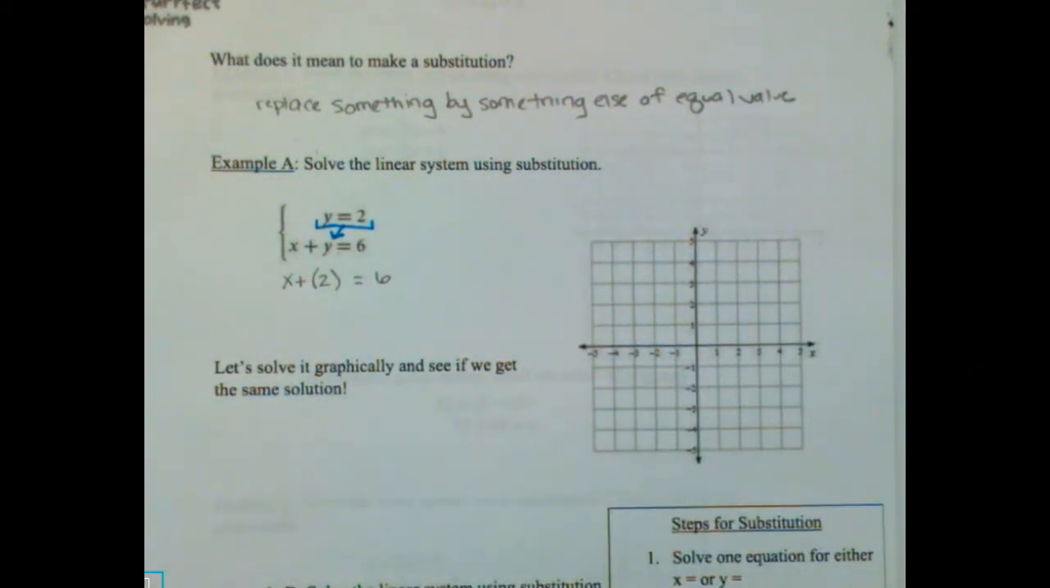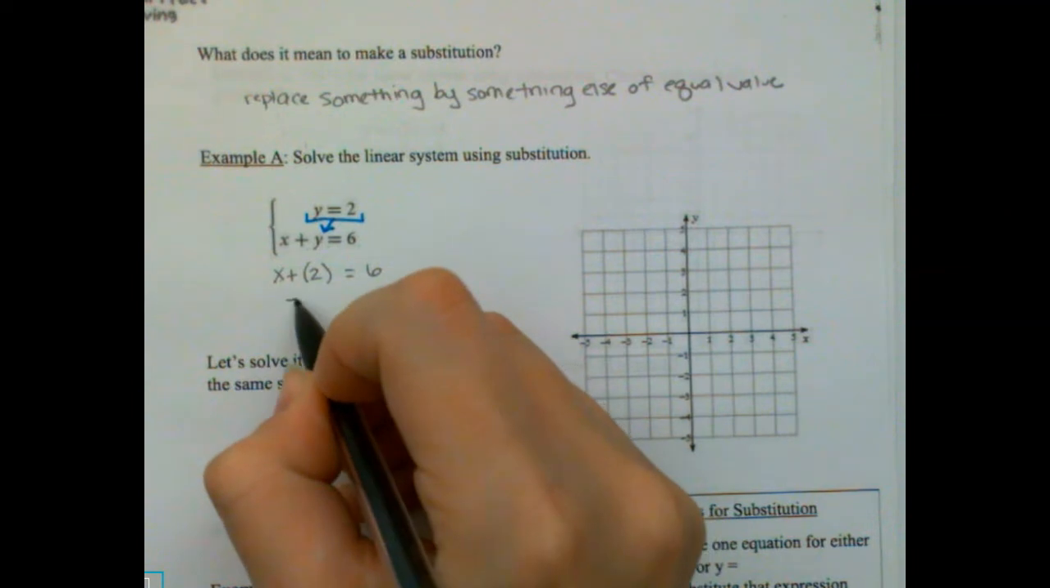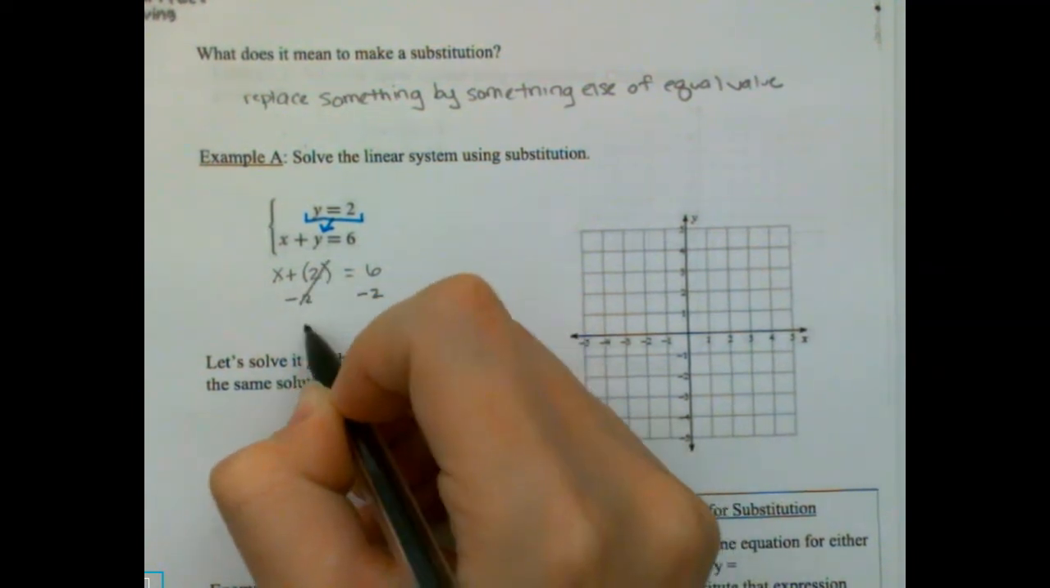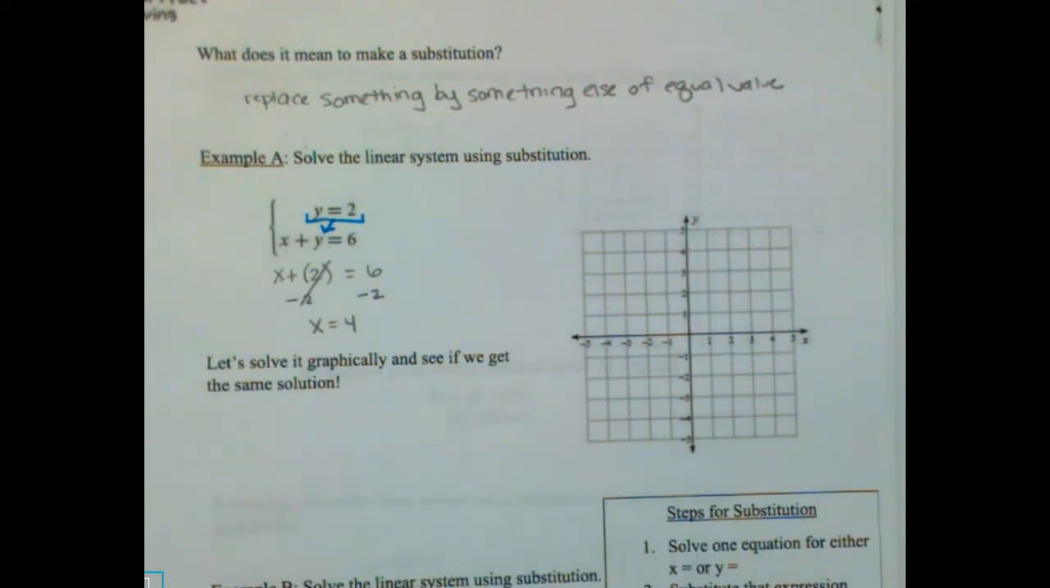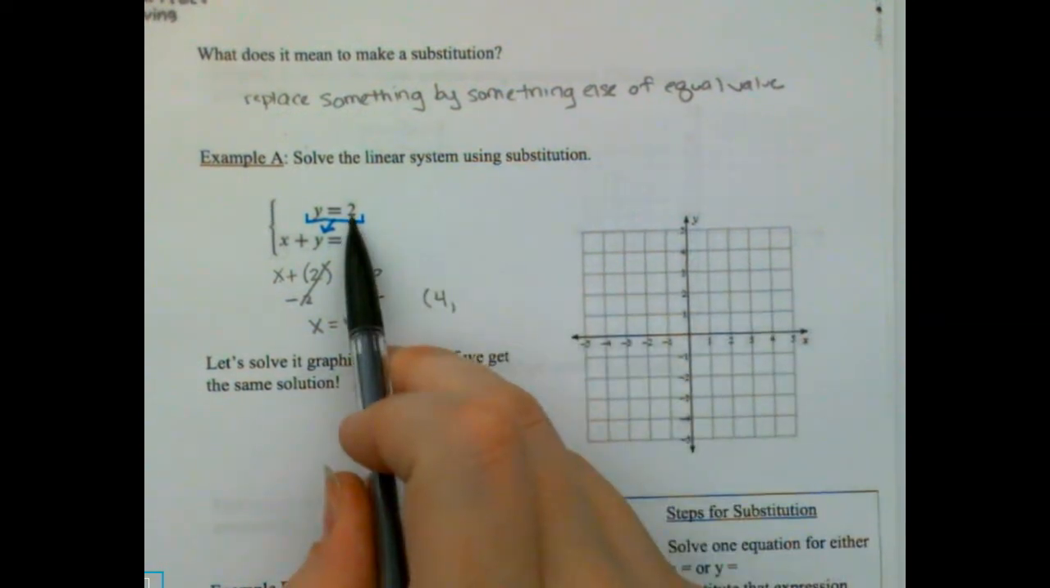So I'm replacing that y with 2, I'm substituting it. Now I've just got x over here, so I can start to solve this. I can subtract the 2 on both sides and get x equals 4. So my solution then is x is 4, and I already know that y was 2.